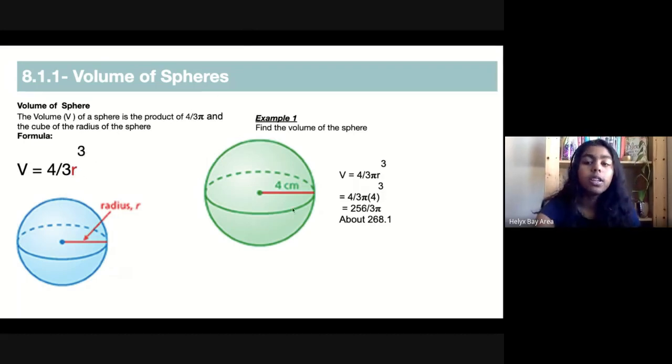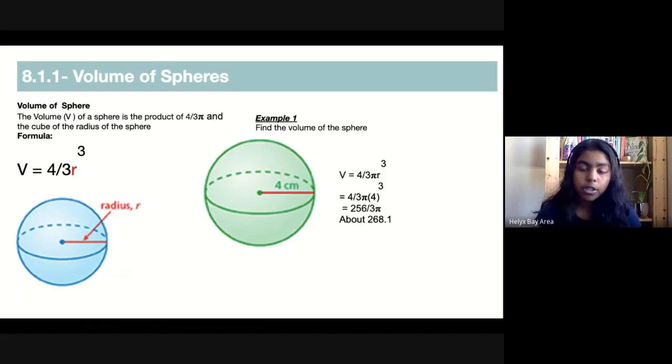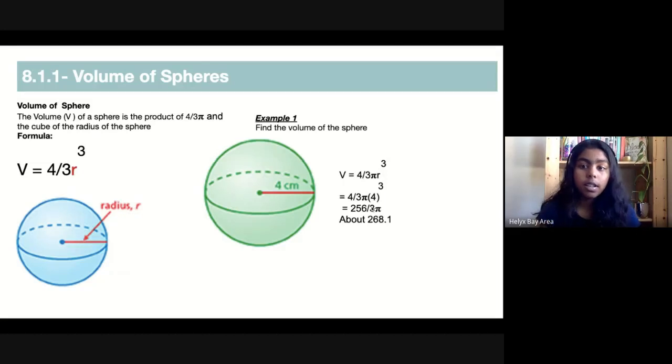Okay, let's take a look at this example here. We're going to find the volume of the sphere. So the volume equals 4/3 pi r cubed. And we're going to substitute the information we are given. In this case, we're given what the radius is. So we're going to substitute that in, and we're going to get 4/3 pi times 4 cubed. When we expand this, we are left with 256 divided by 3 times pi. When we simplify and multiply out 3.14, we're left with about 268.1 centimeters cubed.